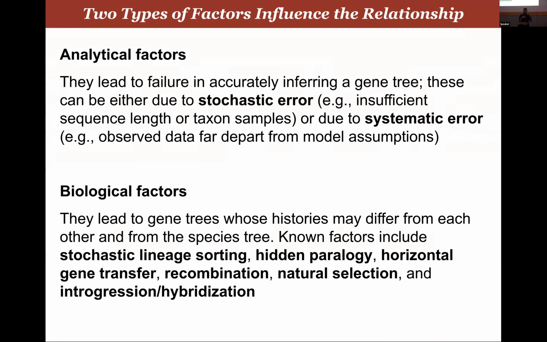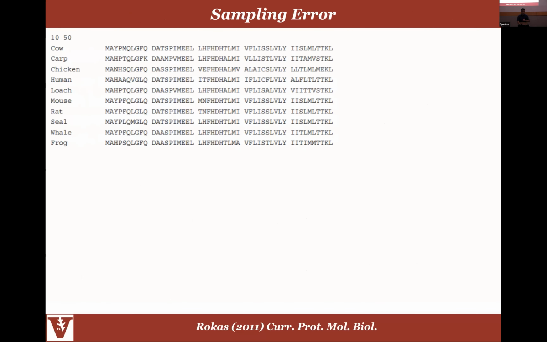And the reason that gene trees and species trees are not the same comes down to two sets of factors that we've labeled analytical and biological. So analytical have to do with things like stochastic error from sampling, and systematic error when your data don't fit the model that you're using. And the biological factors have to do with the biology of genes. There are many evolutionary processes that can cause the histories of genes to deviate from the species history, and these result in disagreements between gene trees and species trees. So let me give you some very brief examples of some of these. I don't have the time to be exhaustive.